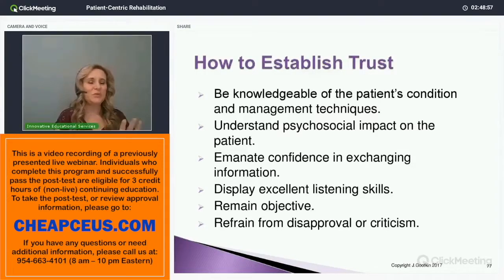What I'd like you to do before I start going back into the content is just take a minute and either jot down or think about making a list of 2 to 3 patients that you treated on Friday. So 2 to 3 patients that you worked with on Friday or yesterday, whenever the last time was that you were in the clinic. Just jot that down and hang on to it. We are going to come back to that in a little bit.